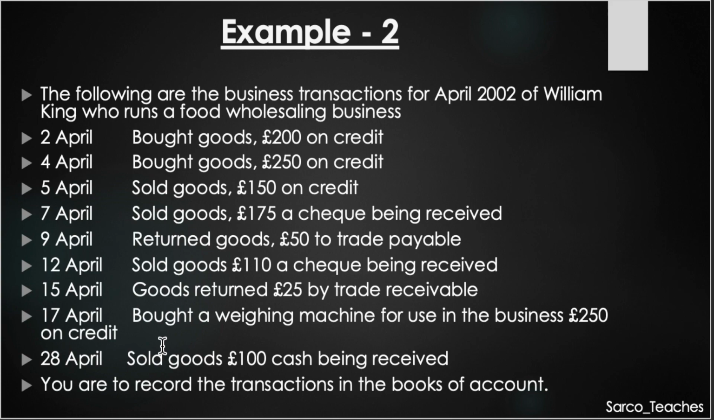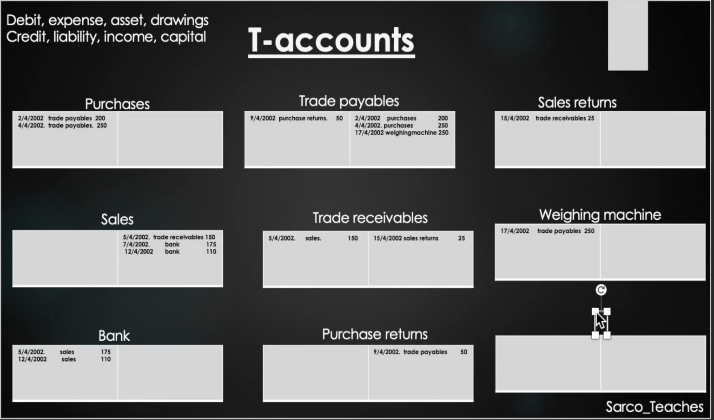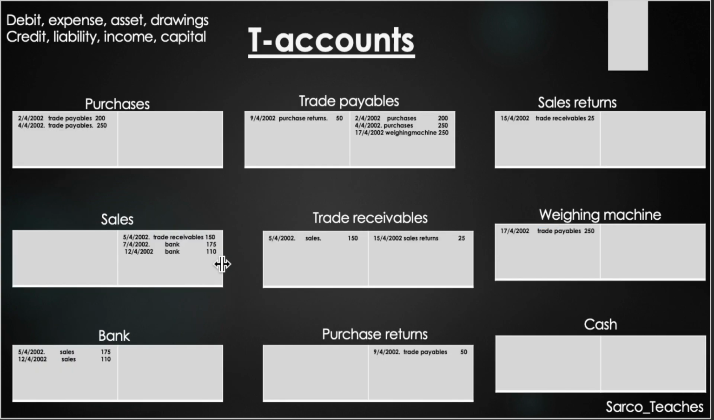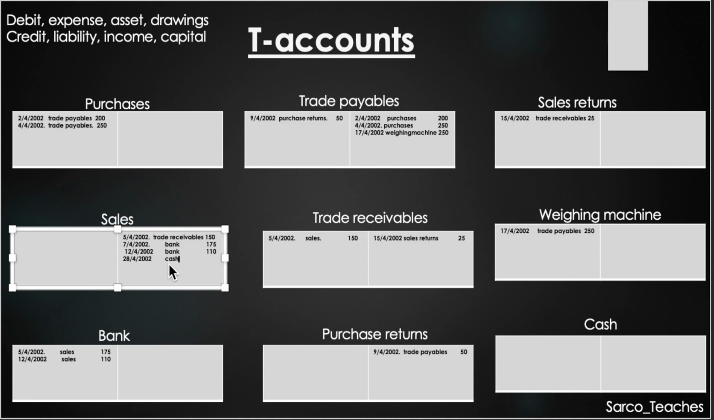We've finally come to our last adjustment. On the 28th of April, sold goods, £100 cash being received. So the two accounts that we will be using are sales and cash. So just like always, when we don't have an account, we create one. So I've created a cash account. So now we go and check the date. It says 28th of April. So now we go into our sales account and we write 28th of April as the date. For the detail, we write cash, and then the amount is £100.